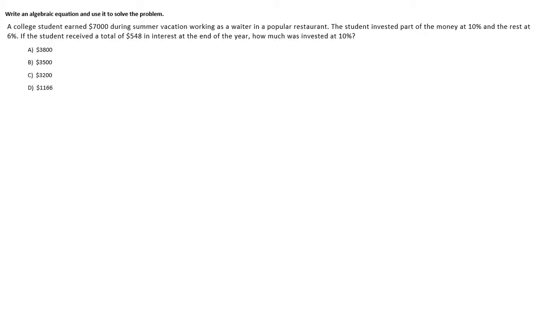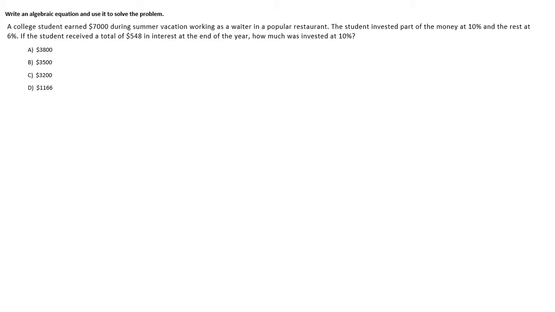Write an algebraic equation and use it to solve the problem. A college student earned $7,000 during summer vacation working as a waiter in a popular restaurant. The student invested part of the money at 10% and the rest at 6%. If the student received a total of $548 in interest at the end of the year, how much was invested at 10%?